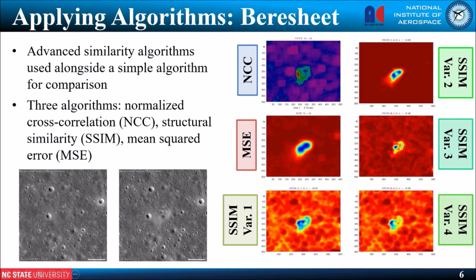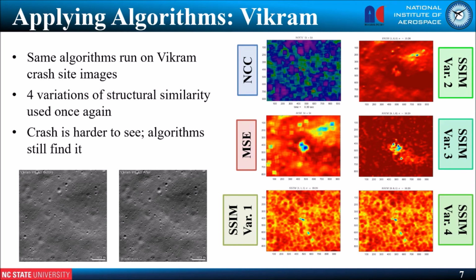crash occurred. The same algorithms were run on the before and after images of the Vikram crash, giving the heat maps on the right. In this case, all 6 algorithms are not as universally effective. Mean squared error is able to locate the crash, but also shows evidence of a crash that never happened in the top right. Most effective is the third variation of structural similarity. With this variation, the crash site can be seen without any false alarms popping up.